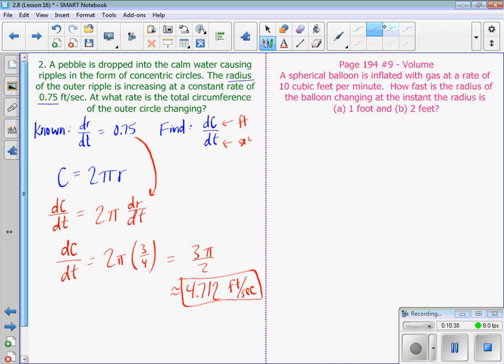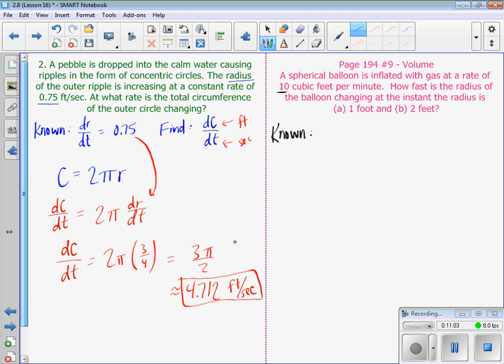Okay, so let's go ahead and look at the next one here. Here we're talking about the volume of a spherical balloon. The spherical balloon is inflating, or inflated with gas, at a rate of 10. So what is that? That's part of my known. So what is increasing at 10?